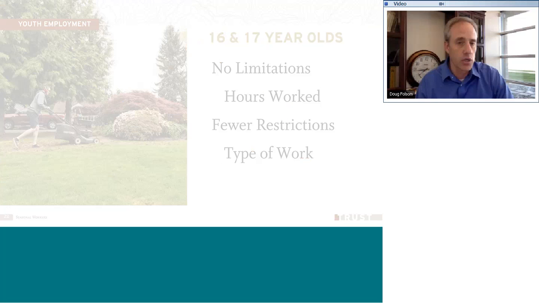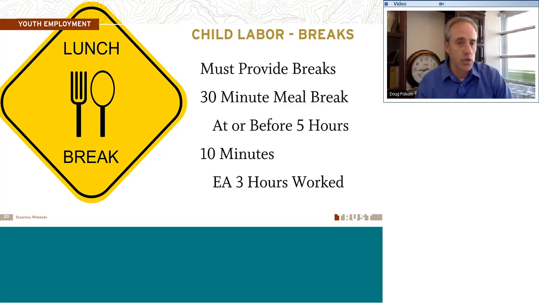So when we're talking about child labor, we must provide them with a 30-minute meal break at or before 5 hours of work. Okay, so that is mandatory. You have to make sure that they get a half-hour lunch break. It can be paid or unpaid, but you have to make sure that they get that half-hour lunch break. Also, minors must be provided with a 10-minute rest break for each 3-hour period that they work. Okay, so that's something to keep in mind as you're scheduling those employees.